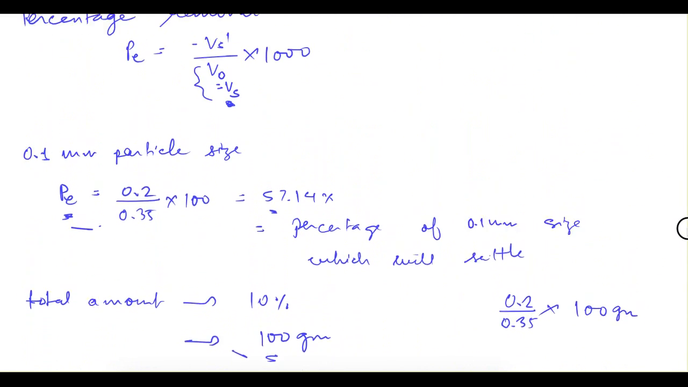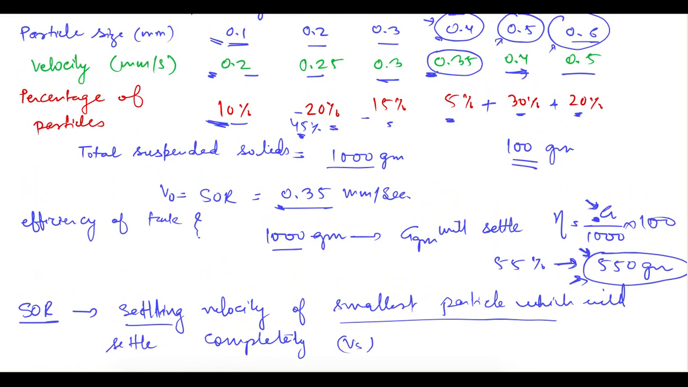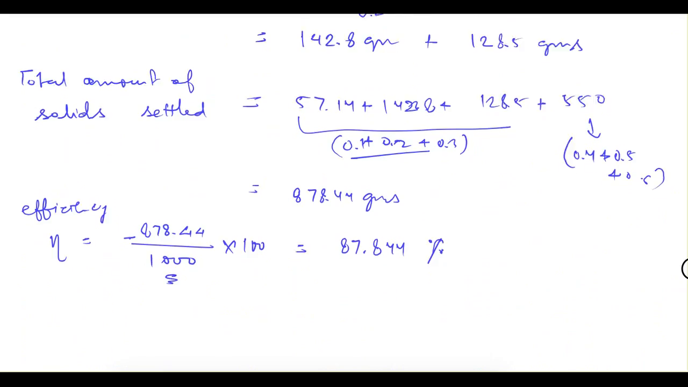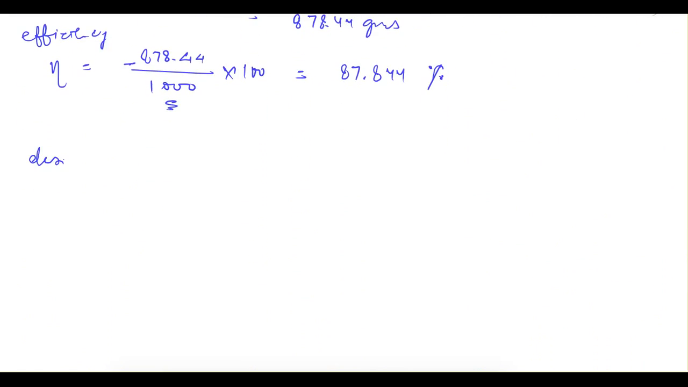Now one more good thing you can observe here. So here surface overflow rate was 0.35 mm per second, and that's why these three particle sizes were settling completely. Now what if the surface overflow rate had been 0.2 mm per second? So what would have happened? We would have got 100% efficiency because all the particles would have settled completely. So that means we desire a lower surface overflow rate.